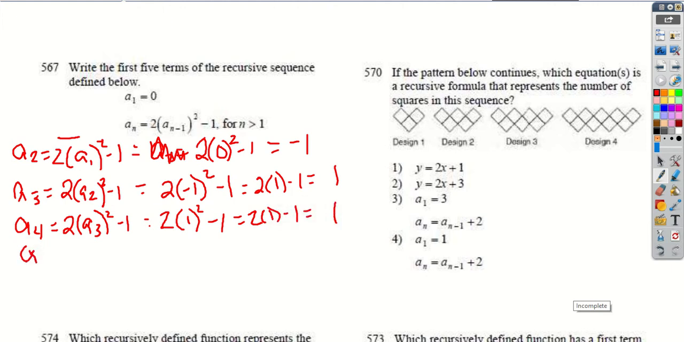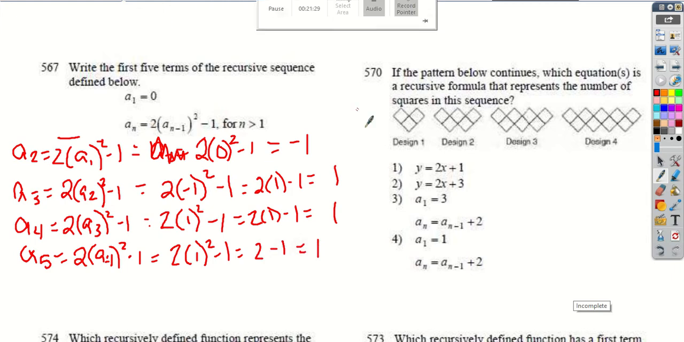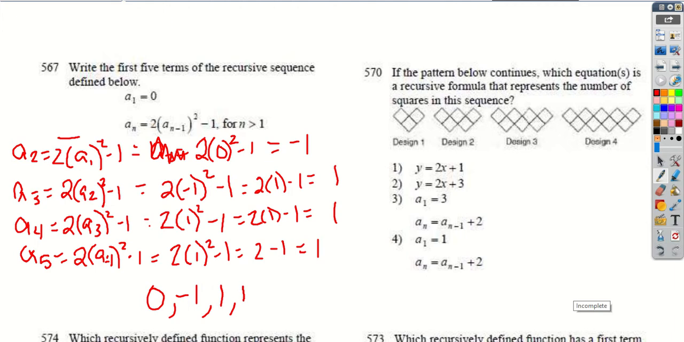And then A5, all right, is 2 times A sub 4 squared minus 1. And then this is 2 times 1 squared minus 1, which is just 2 minus 1 again, which is 1. All right? And that's the first 5 terms of the sequence, right? The first term is 0. So the first 5 terms of the sequence are 0, then negative 1, and then 1, 1, 1. And we're stuck in this endless loop of 1s here. Okay? All right, same thing for the next one.